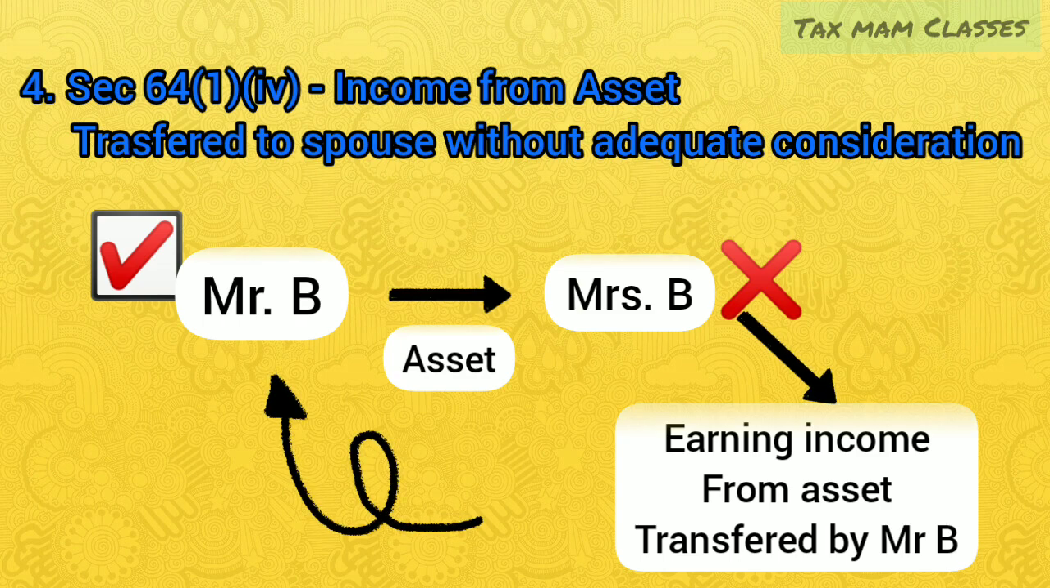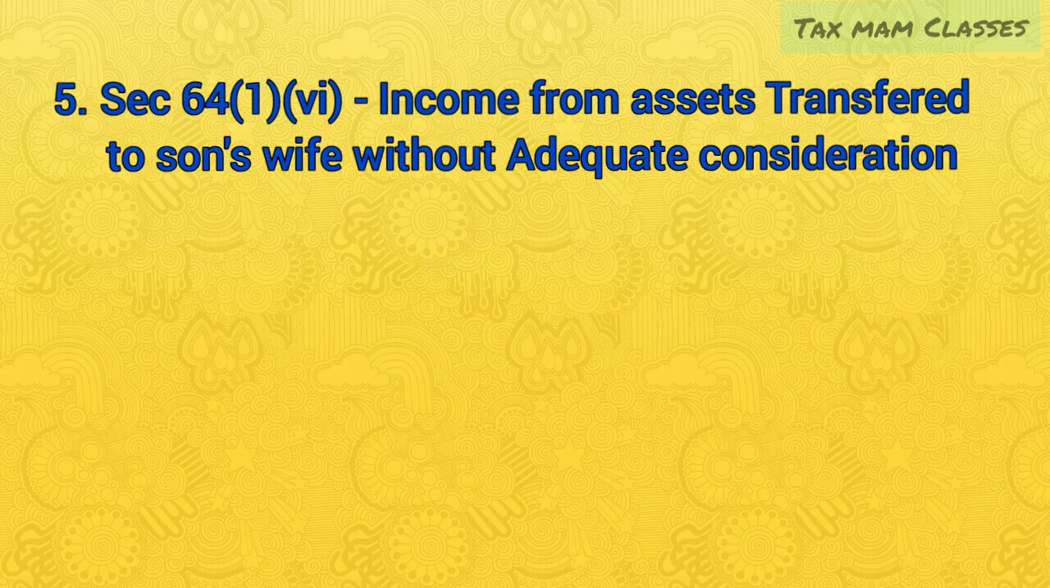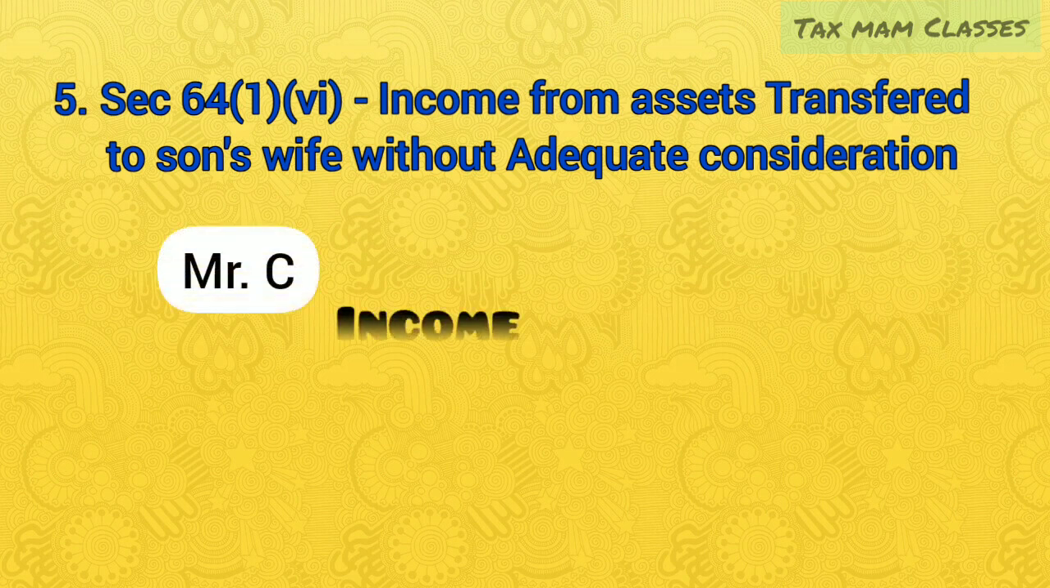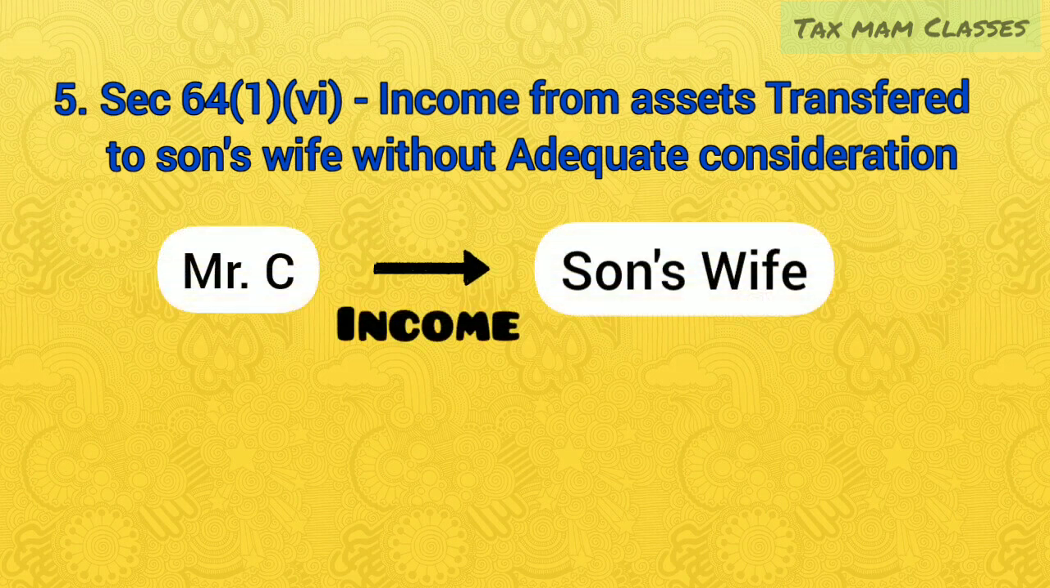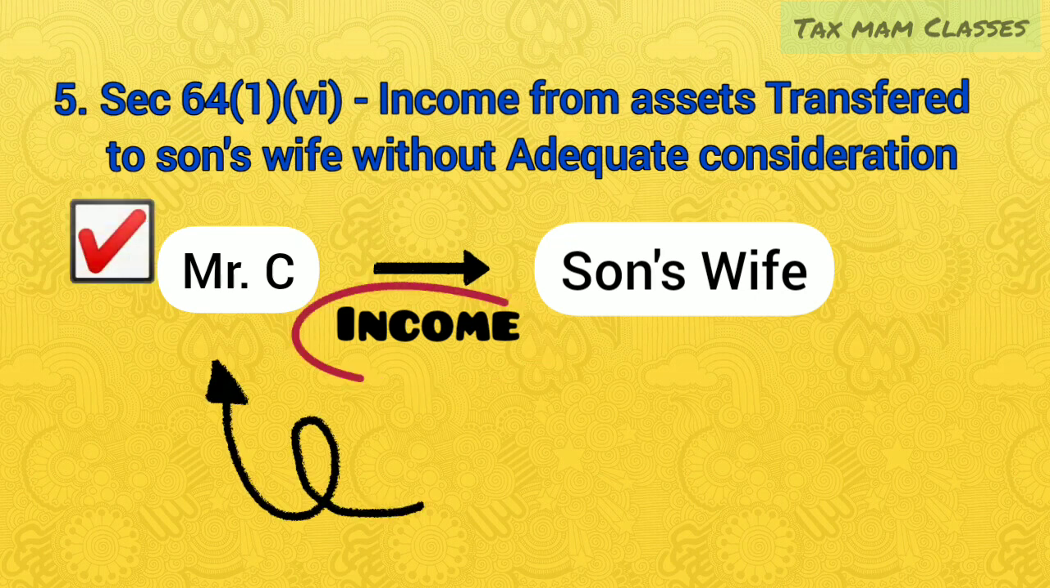Fifth provision, section 64 subsection 1 subclause 6 talks about where income from asset is transferred to son's wife without any adequate consideration. Whatever income the daughter-in-law is receiving will be taxable in the hands of the transferor only, but not in the hands of the transferee.